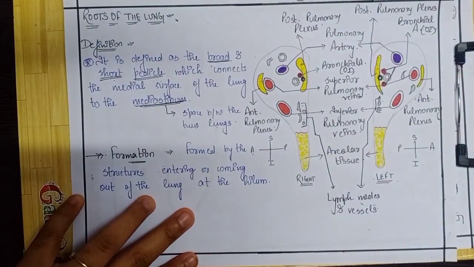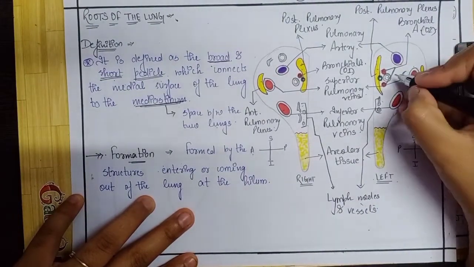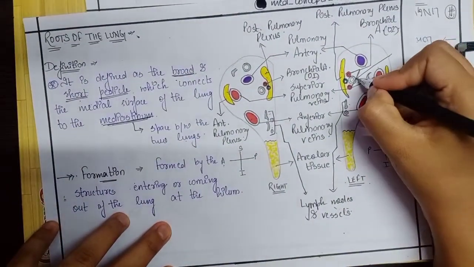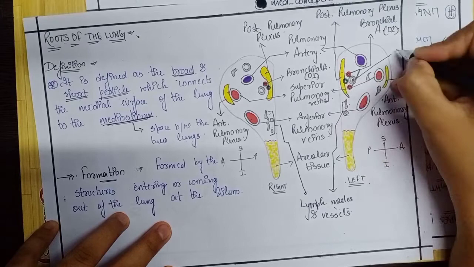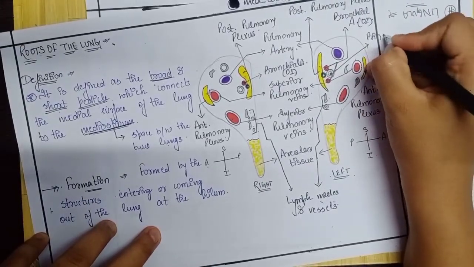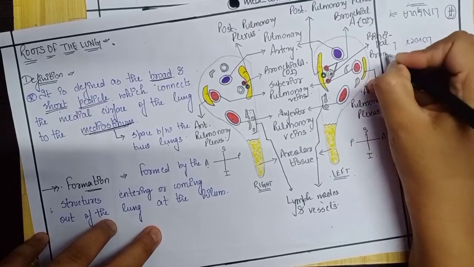So let us mark them. On the left side, we have only 1 bronchus, which is known as the principal bronchus. So I'll write it here, principal bronchus.